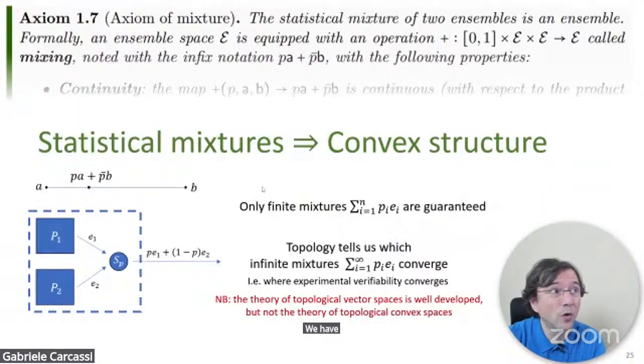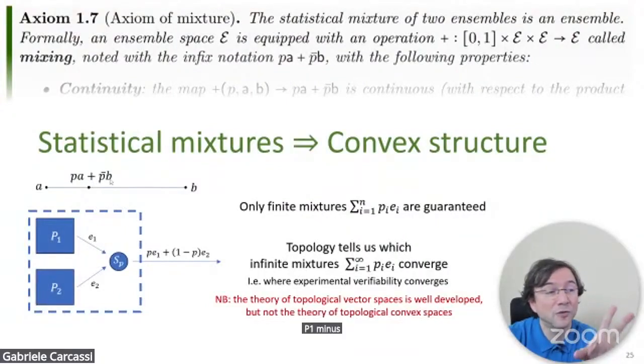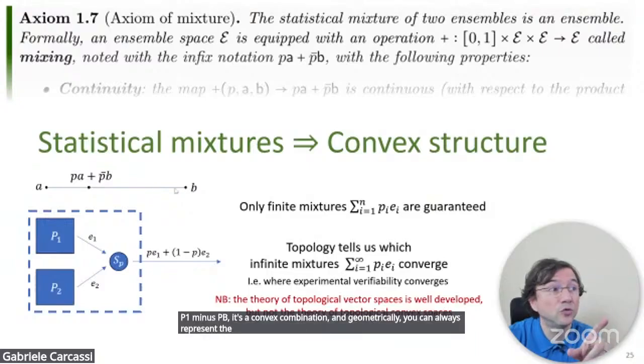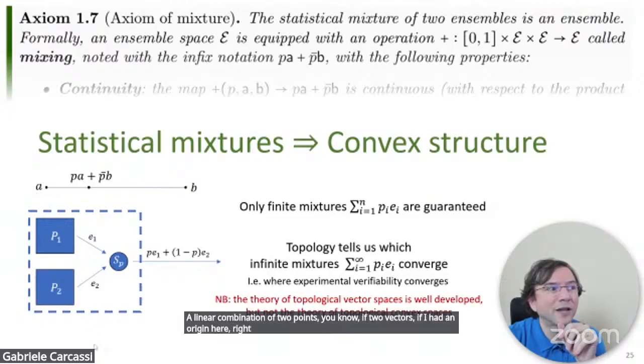We have what we said before, that if we have two elements A and B, two ensembles A and B, we can make a mixture, and this P bar is 1 minus P. So we have PA plus (1 minus P)B, a convex combination. Geometrically, you can always represent the convex combination between two points as a point that lives on the segment in between them. A linear combination of two points, if I have two vectors and an origin here, that would be the vector A and that would be the vector B, would span the whole space.